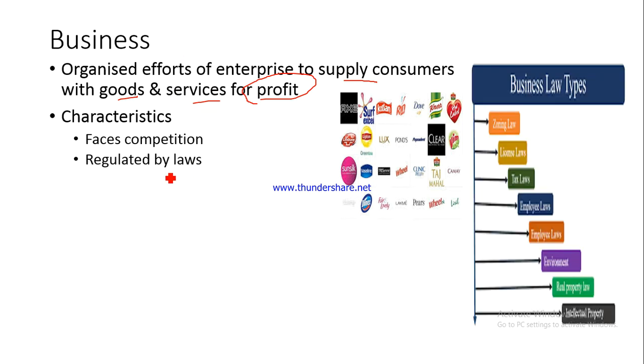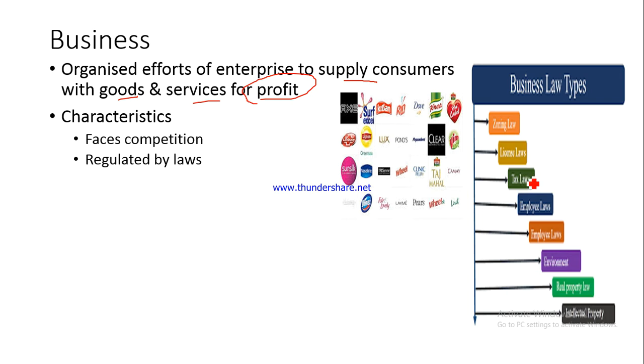Then the businesses are also regulated by laws. You have a look at some of the laws which are more prominent as far as the world of business is concerned. Zoning law. Then we have got license laws. What all licenses are required? For example, to be able to run a business here, you might require different kind of licenses. For example, if you want to start a cab service, you would require a license for the driver. So there are different license laws.